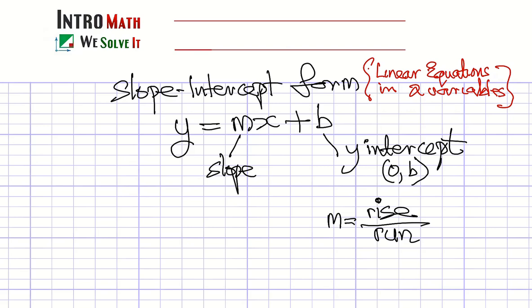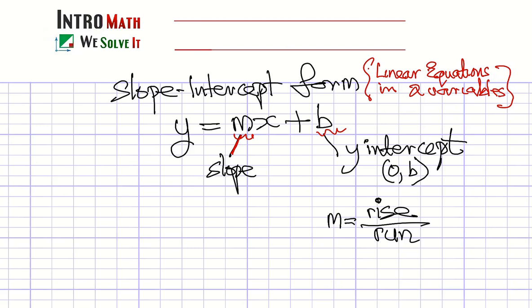This form is y equals m times x plus b. The m is the slope. The m represents the slope of the line, and b represents the y-intercept. Remember, we dealt with the y-intercept before when we were graphing linear equations in two variables using the x-intercept and y-intercept. Basically, the y-intercept, right?